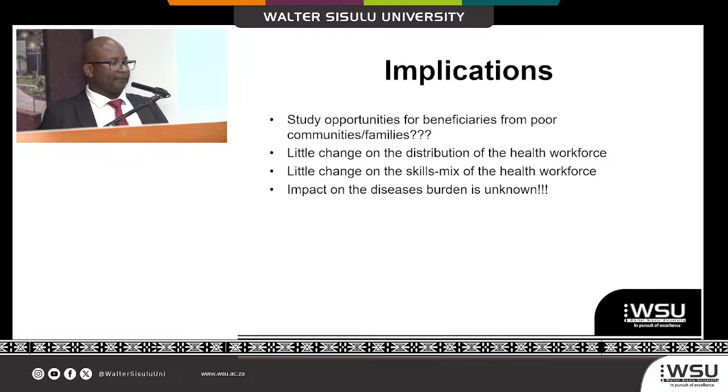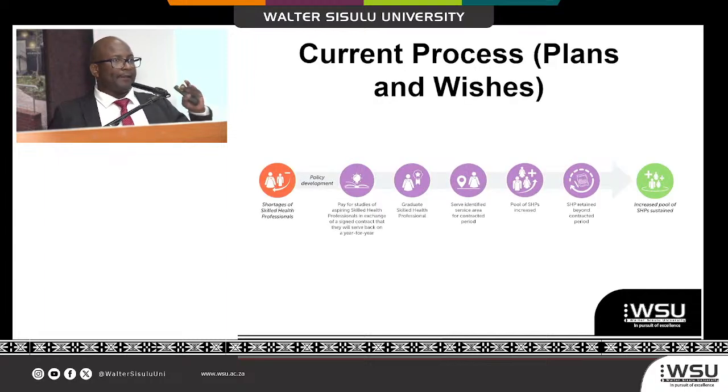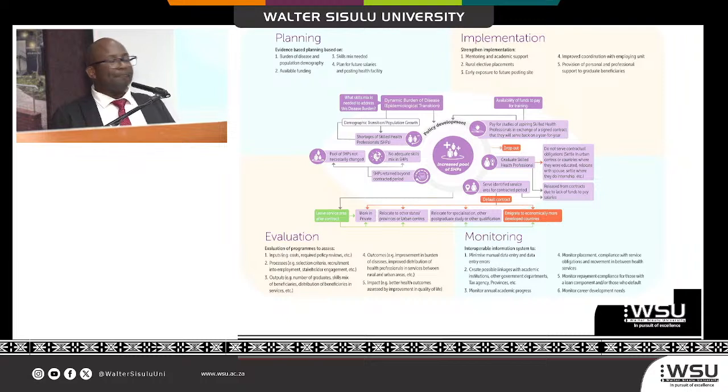And there is the current process, the plans and wishes really. The plan is that we have a shortage of health workers, and then you wish that eventually you will have people returning. But unfortunately, the complexities are such that there's a maze. There are many processes at play, and all of them really need to be examined at once. If we summarize them in 4 phases, say planning, implementation, monitoring, and evaluation, they need to all be coordinated.